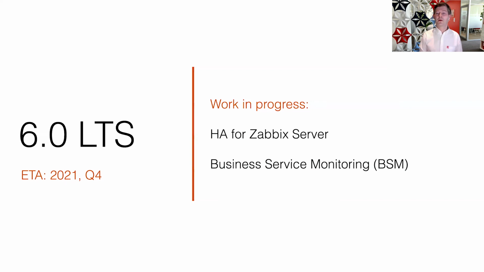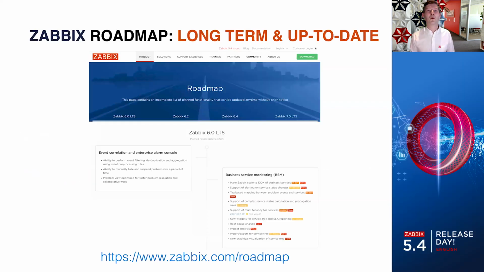And we also invest quite a lot of our time to improve the business service monitoring in Zabbix. I think it's a very big piece of functionality that is coming in Zabbix 6.0. It's all about service tree. It's all about dependencies between services. It's about business service monitoring, SLA, and SLA reporting. It's coming in 6.0.